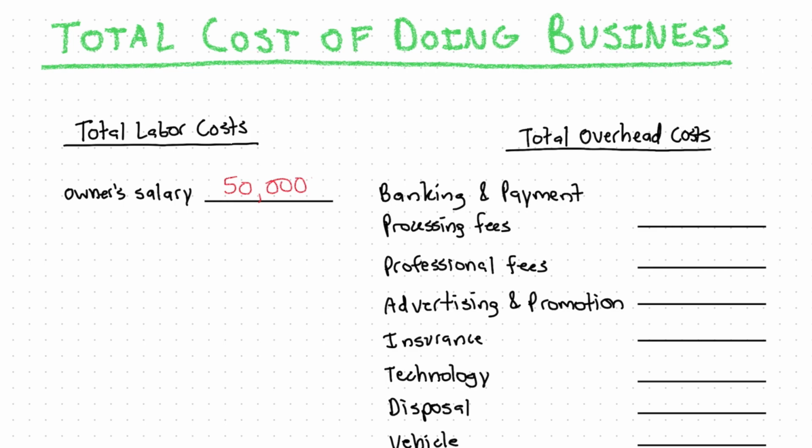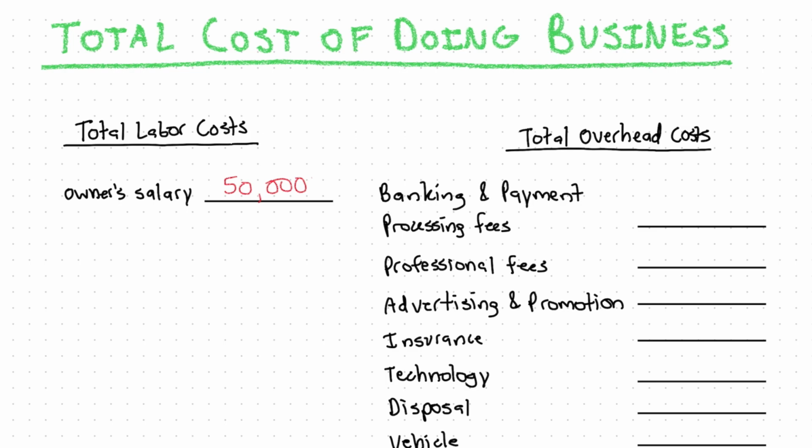Now over to the overhead costs, breaking these down into banking and payment processing fees. That's basically any banking fees or ATM fees and credit card processing fees when you're taking payment from clients. Then we have professional fees, and that's any services you hire out. So maybe it's a call service or the fees that you pay to your accountant.